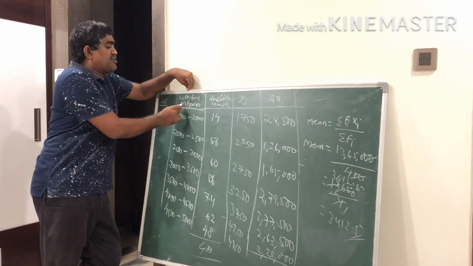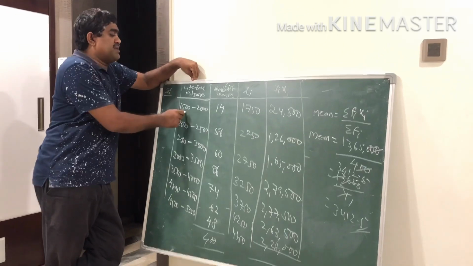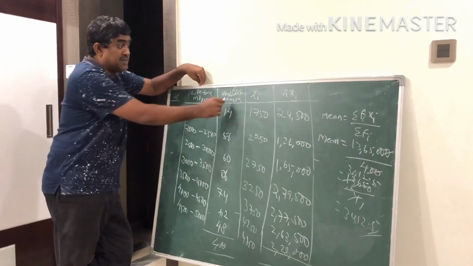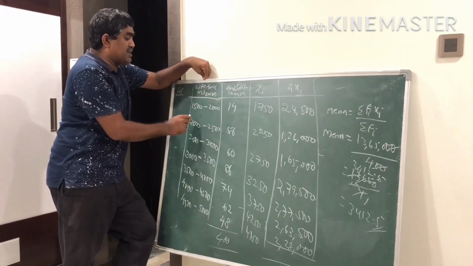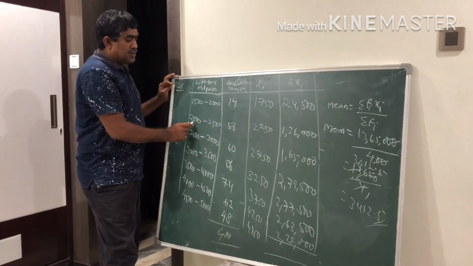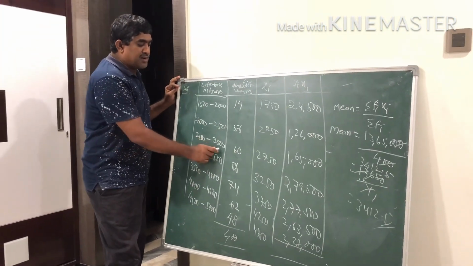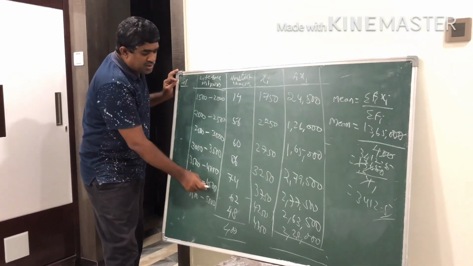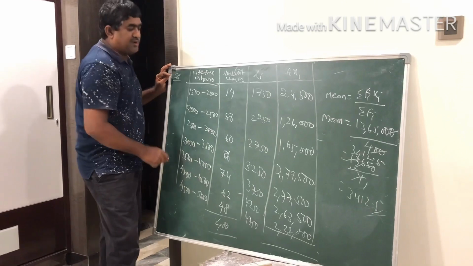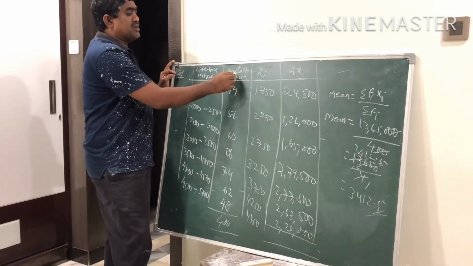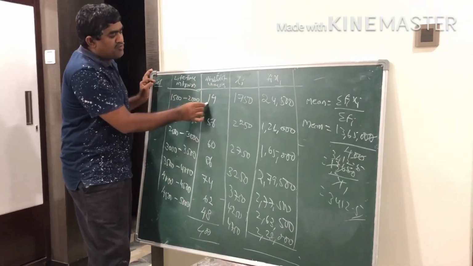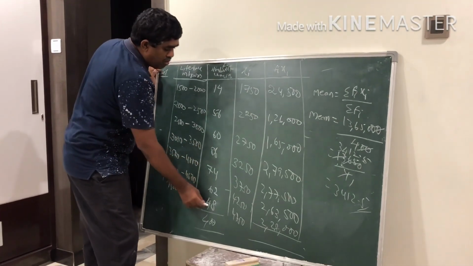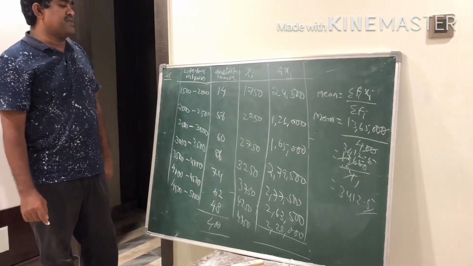Lifetime of the bulb in hours has been given and number of bulbs, lamps, has been given. So lifetime in hours has been given as 1500 to 2000, 2000 to 2500, 2500 to 3000, 3000 to 3500, 3500 to 4000, 4000 to 4500, 4500 to 5000. And number of lamps is called the frequency. It's given as 14, 56, 60, 86, 74, 62, 48. Find the mean for this problem. That is the question given.